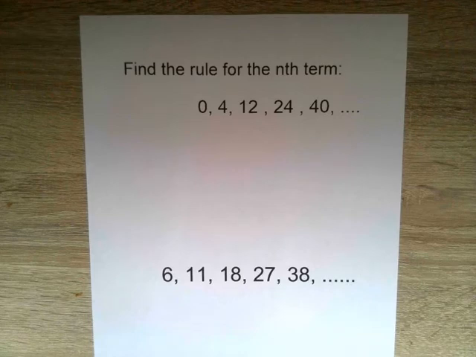This video is going to go through how to find the rule for the nth term, but for quadratic sequences this time, rather than linear sequences. So linear sequences are where they go up or down by the same amount each time.